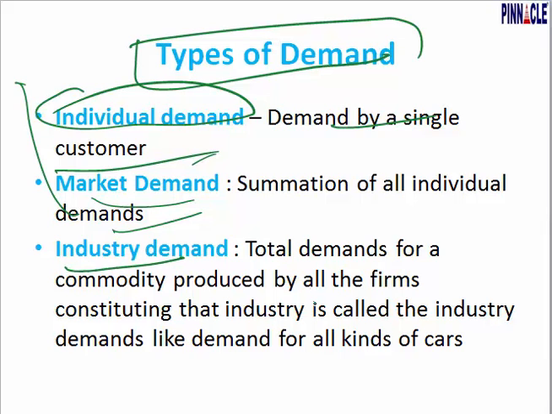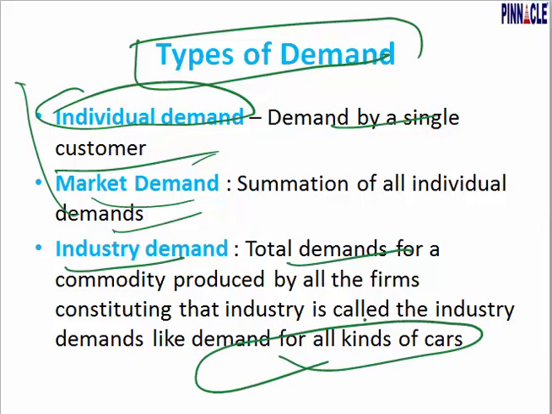Industry demand. What is industry demand? Total demand for a commodity produced by all the firms constituting that industry is called industry demand. Like demand for all kinds of cars, demand for all kinds of pens, cars or buses, whatever example you want to take. You can say in a particular industry, the total sum of all commodities produced by all the firms. This is important, produced by all the firms. It means industry demand and market demand are two separate terms with differences.